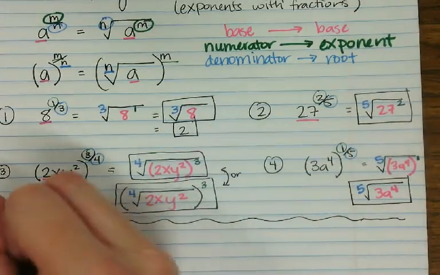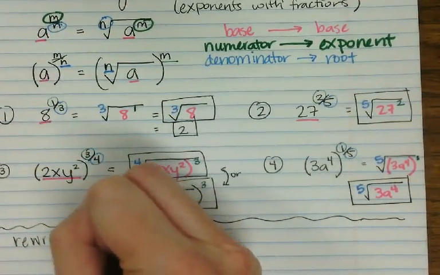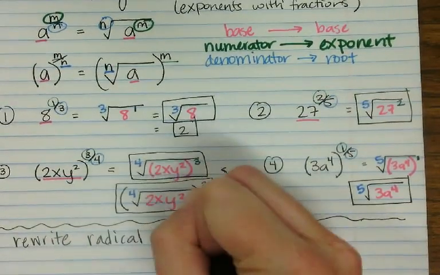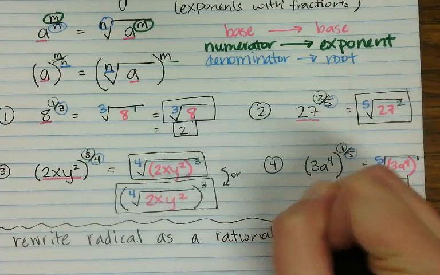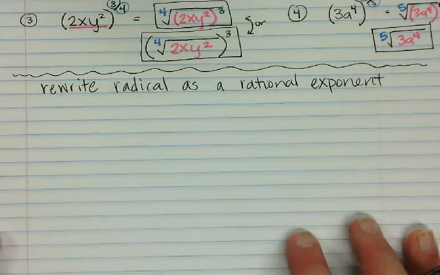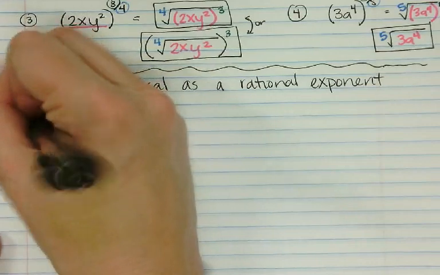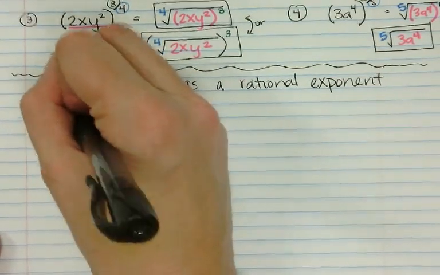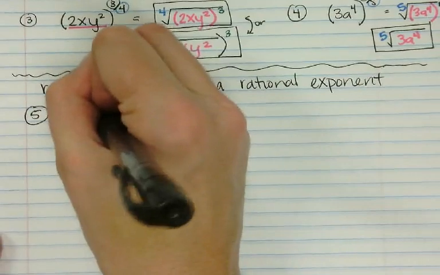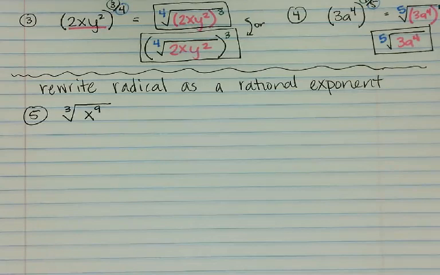Now we are going to go the opposite direction. We are now going to rewrite the radical as a rational exponent. So for this one right here, number 5, we have the cube root of x to the 9th. If we have the cube root of x to the 9th, how would we rewrite this as a rational exponent? Any ideas for me?